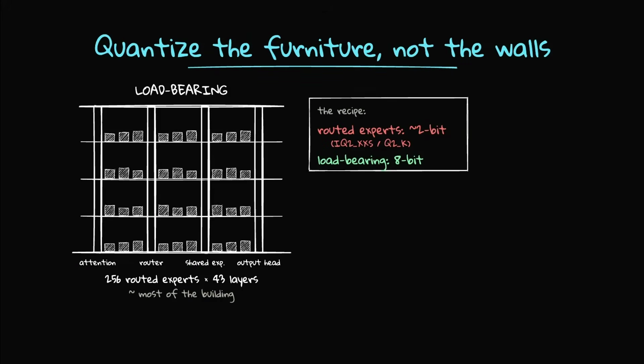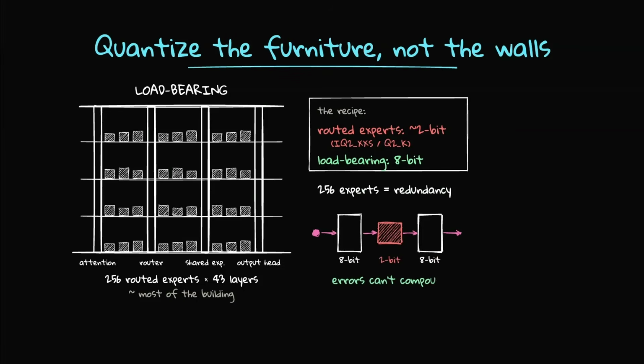The routed experts get crushed, or quantized, to around 2 bits. Everything load-bearing stays at 4 bits, effectively untouched. And the reason this works with 256 experts per layer is that there is redundancy. Any single token only meets a few quantized experts, which are sandwiched between high-precision layers. The error never gets the chance to compound like it did in dense cases.